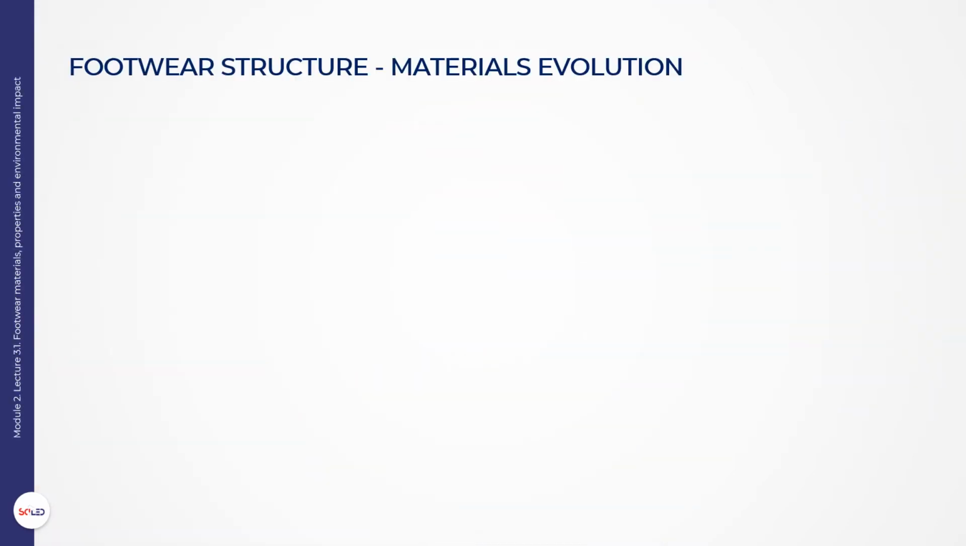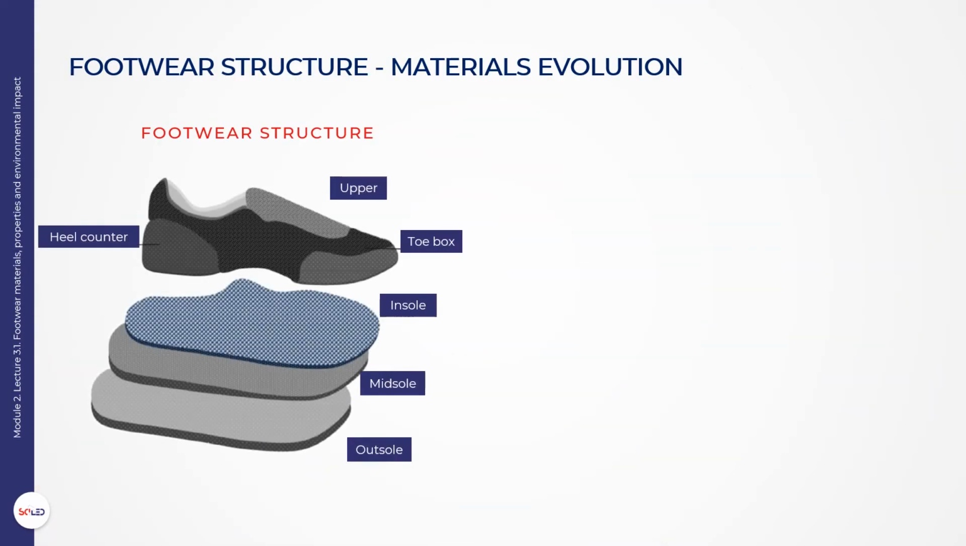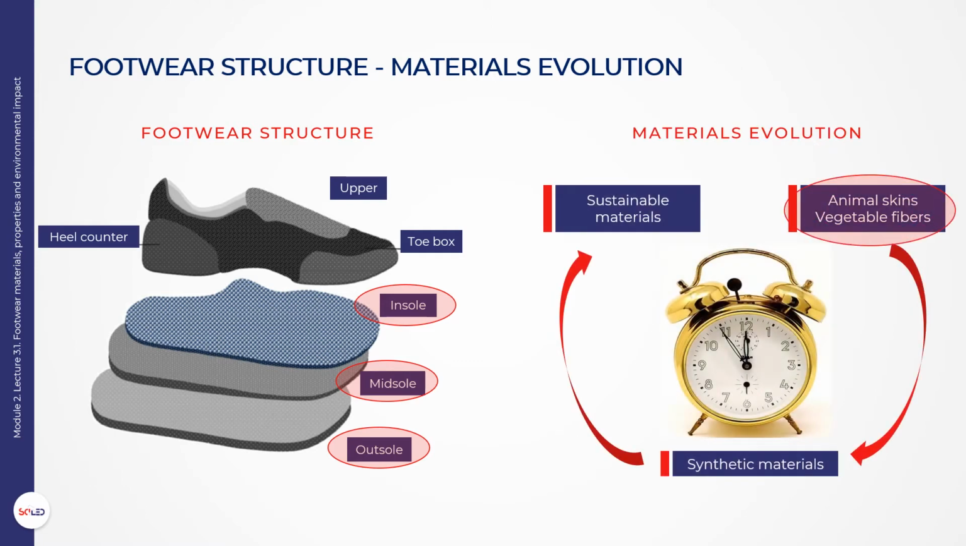Footwear structure, materials evolution. Footwear can be described as the union of an upper part and a sole. This last part can be broken down into 3 additional layers. Insole, in contact with the foot. Midsole and sole, in contact with the ground. Each part must satisfy specific needs, so it must be made up of different materials. Obviously, both the needs and the materials to obtain them have been changing over time.